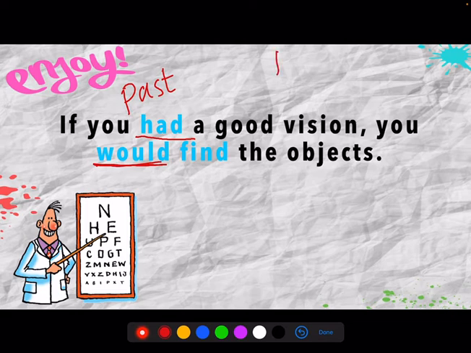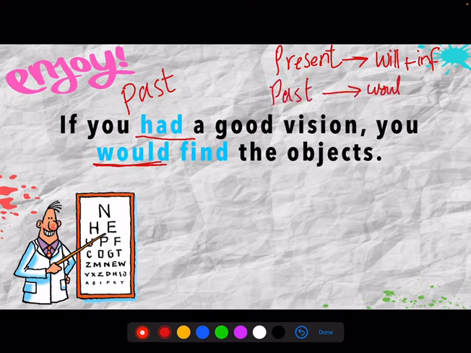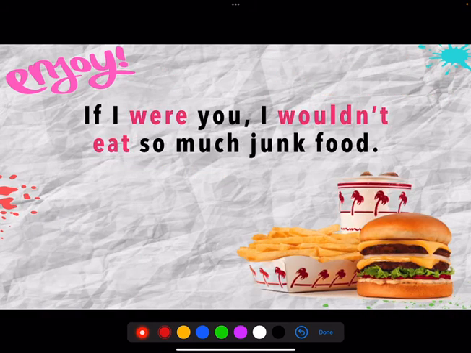So the past, let's say again, the present will take will plus infinitive. The past will take would plus infinitive. Okay? So you would find the object. This one is infinitive. You cannot change anything in this verb. So if you had a good vision, you would find the objects. It's very easy. Now, let's see this example. If I were you, I wouldn't eat so much junk food.